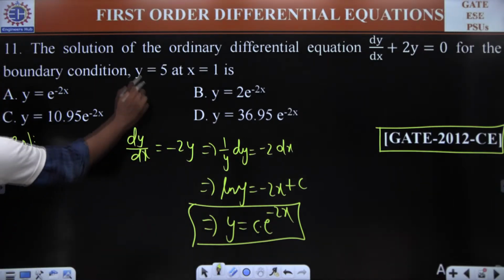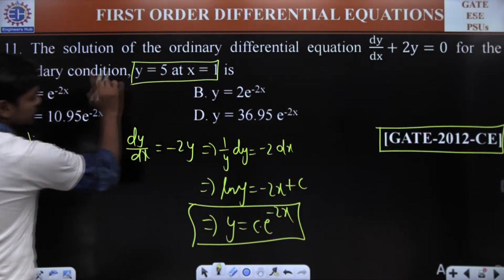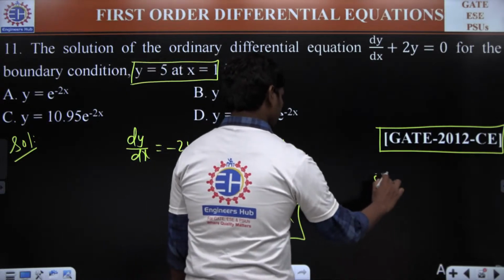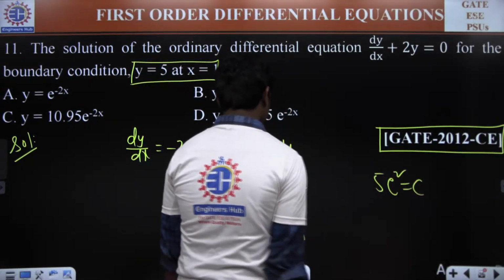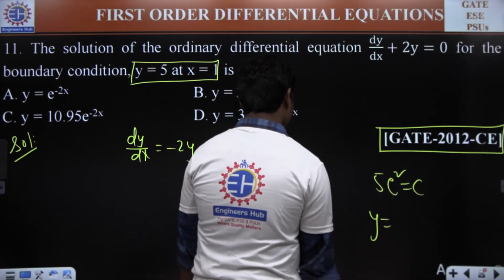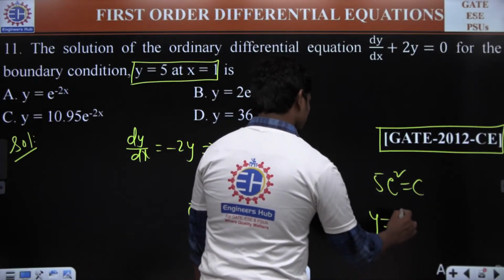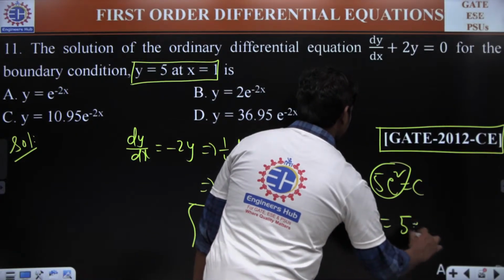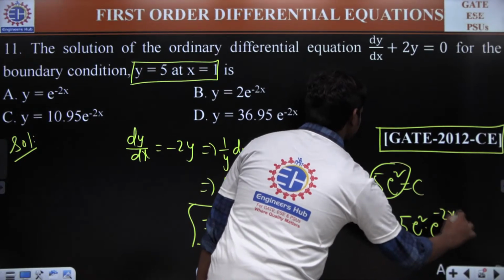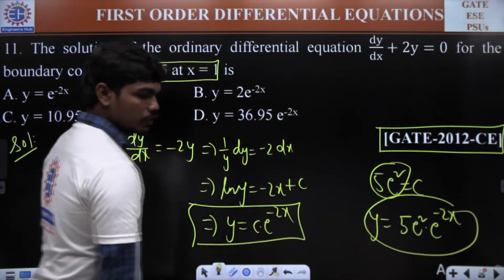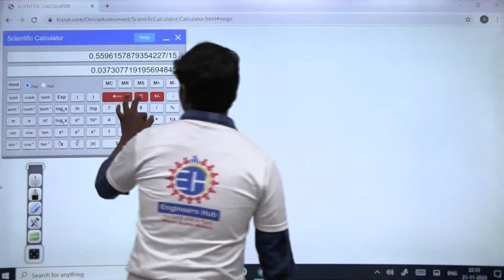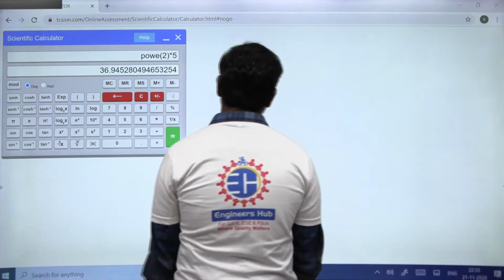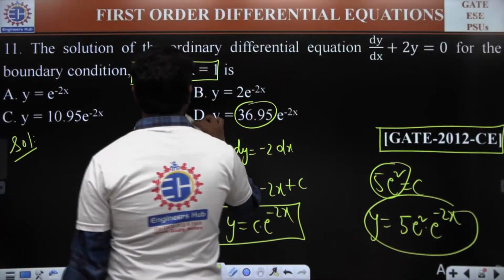So for getting the value of c, they have given this condition: y is equal to 5 and x is equal to 1. So y is equal to 5 e square, which is some constant. So 5 e square into e power minus 2x is the value. So they have given you the value of 5 into e square. Let us calculate that. e square into 5 is 36.94, 36.95. Okay, D is the correct answer.